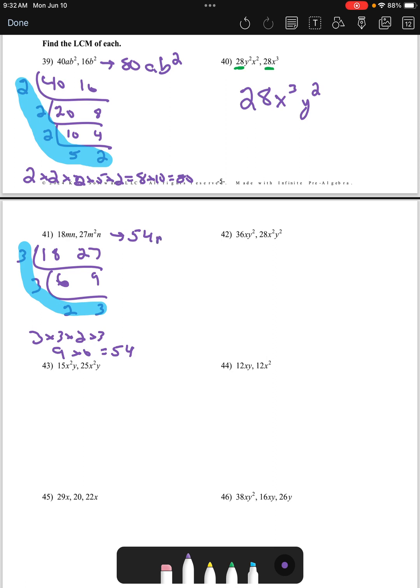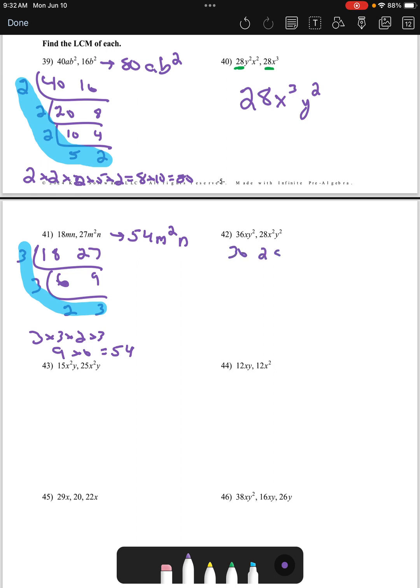So that's not new. It's this algebra part that's new. Do they both have m's? Doesn't matter. There are m's here. Which is bigger? M to the second power. There's an n here. They're both just a plain n, so just a plain n is what we need.